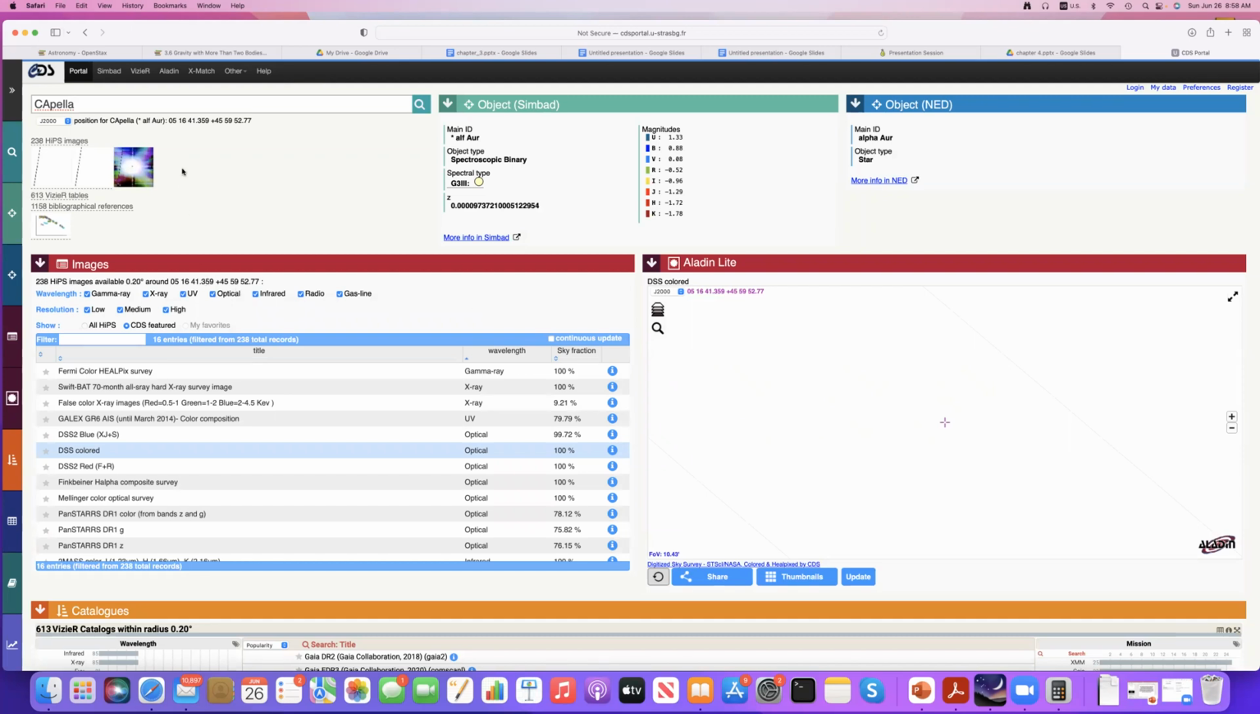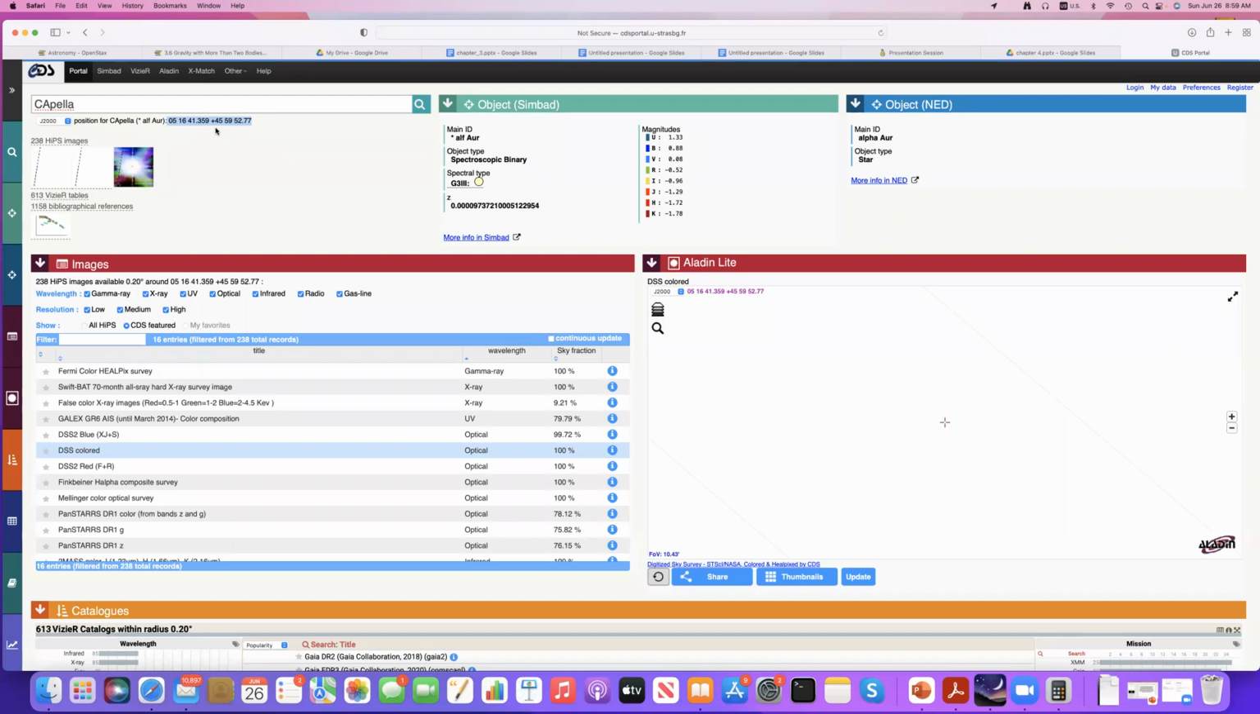And you can see that the position of Capella is given here: 5 hours, then 16 minutes and some arc seconds, plus the degrees is 45 degrees, right? And then you have some minutes and arc seconds here, 45 degrees plus something. So this is how the coordinate of an object is given. This is the standard format, right?